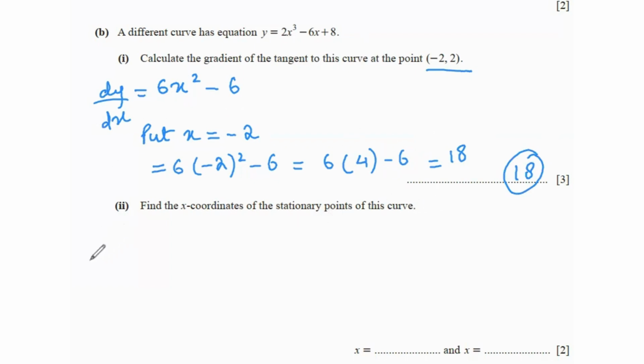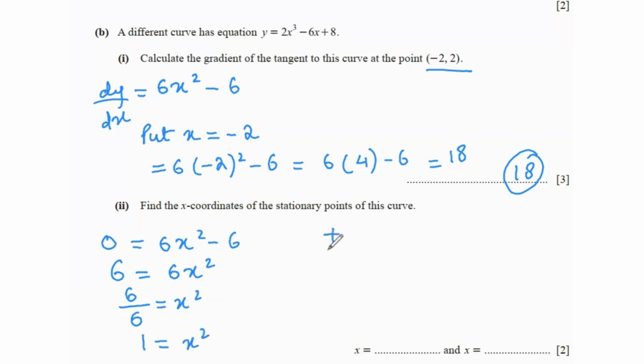Then it says find the x coordinates of the stationary points of this curve. So we put the derivative equal to 0. Bring 6 to the other side. 6 divided by 6 is 1. So that's going to be x = plus or minus 1, so that's +1 and -1. That is your answer.